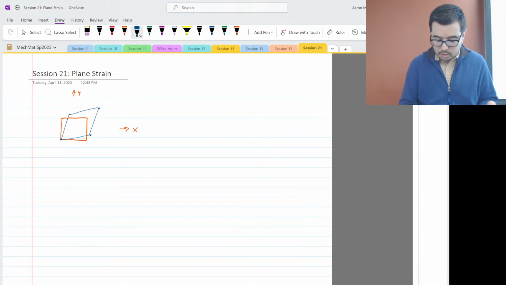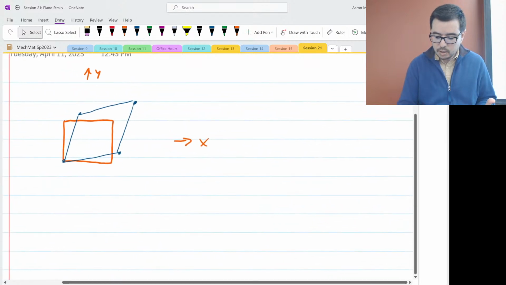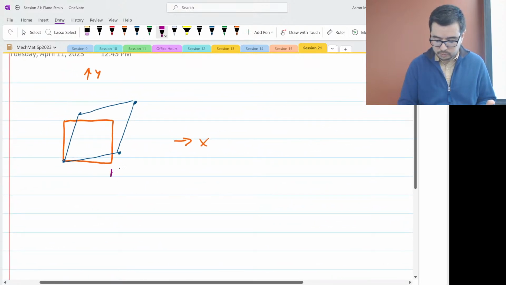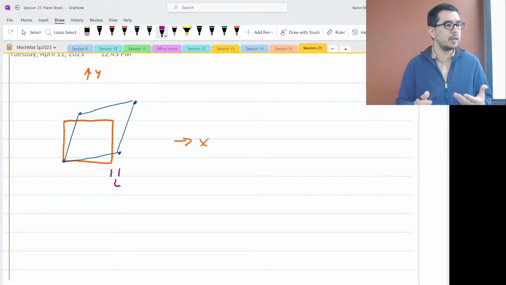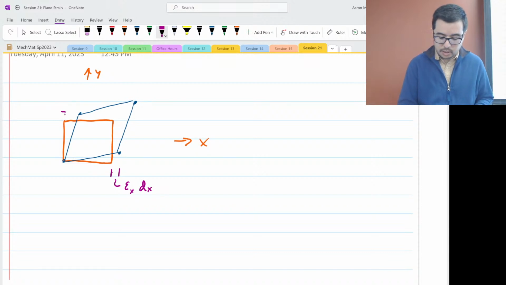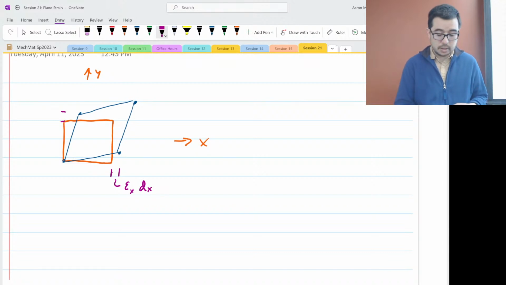So if I'm interested in talking about the strain in the x direction, what I can do is relate it to the displacement. So I can say that epsilon x dx. And if I'm interested in the strain in the y direction, I can write epsilon y dy.